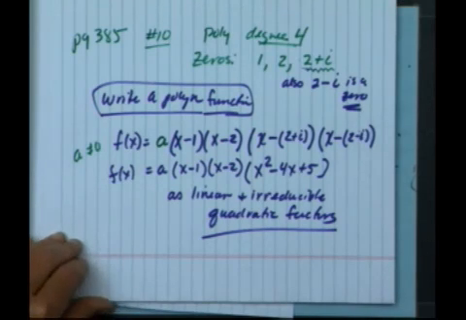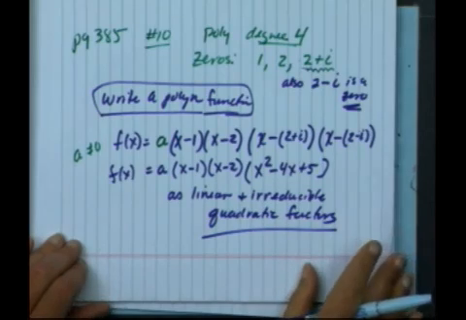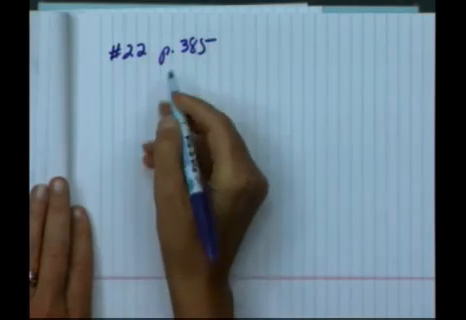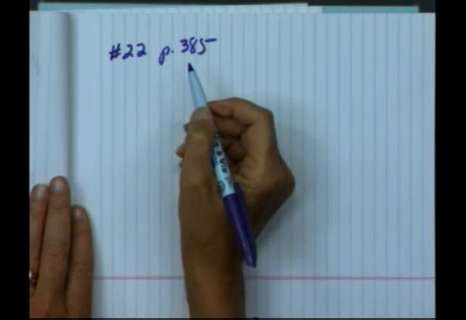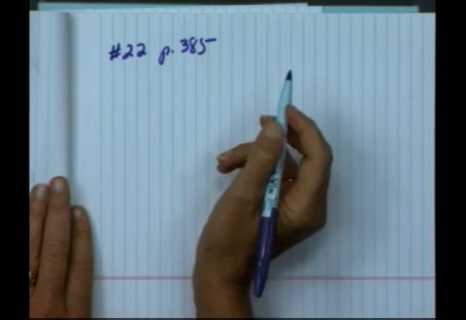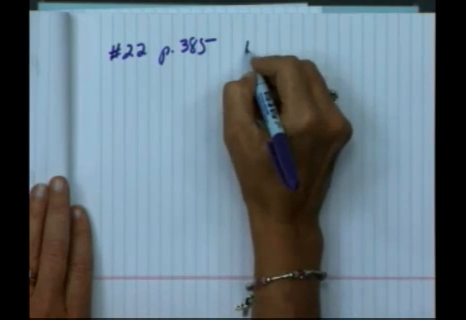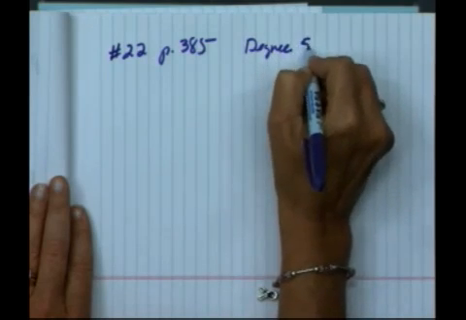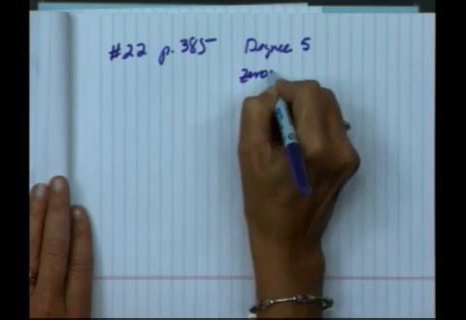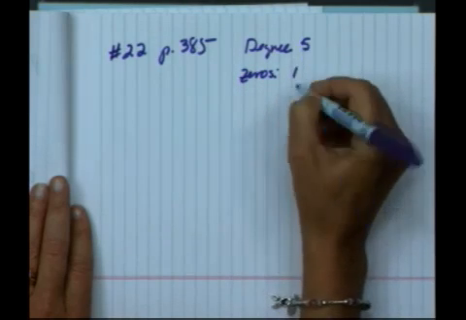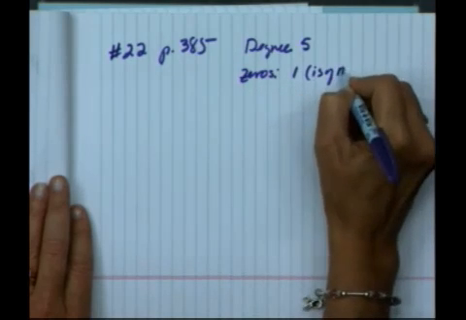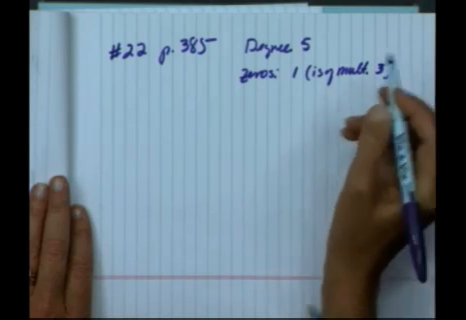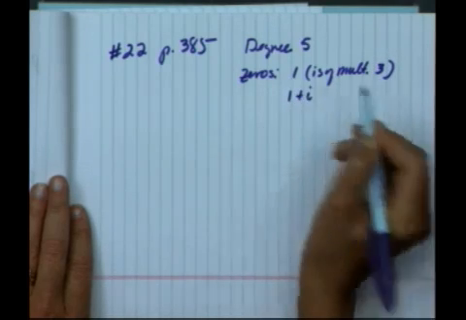Anybody? Okay, the next example we want to look at is number 22. This is on page 385. We're going to form a polynomial function with real coefficients, having the given degree and zeros. We have degree 5. We have zero 1, and that 1 is of multiplicity 3. And we have 1 plus i as a zero.